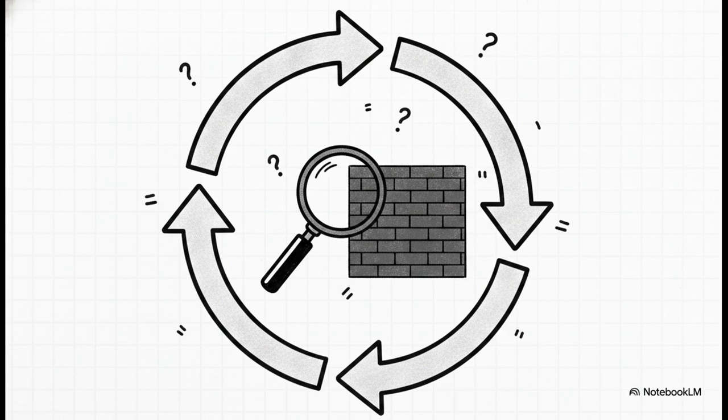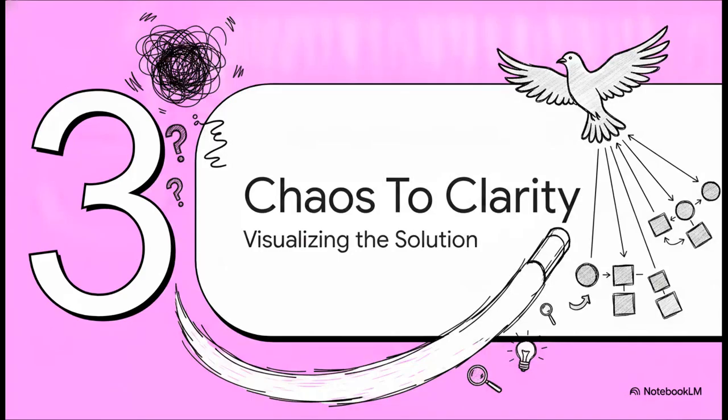It's the slow, tedious process of trial and error that costs you time and cognitive energy. And actually, scratch that, it completely defeats the purpose of an AI assistant that's supposed to speed up your synthesis in the first place. So let's move from chaos to clarity and look at visualizing the solution.